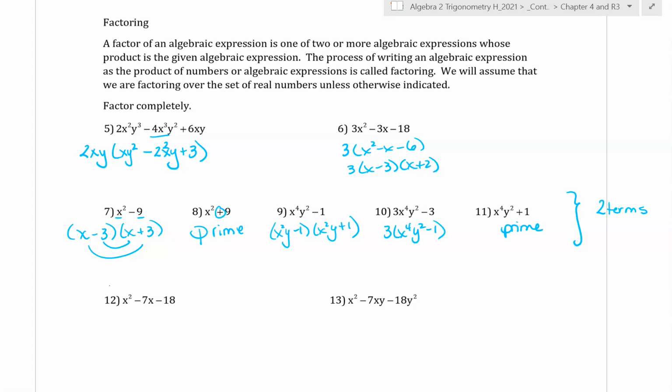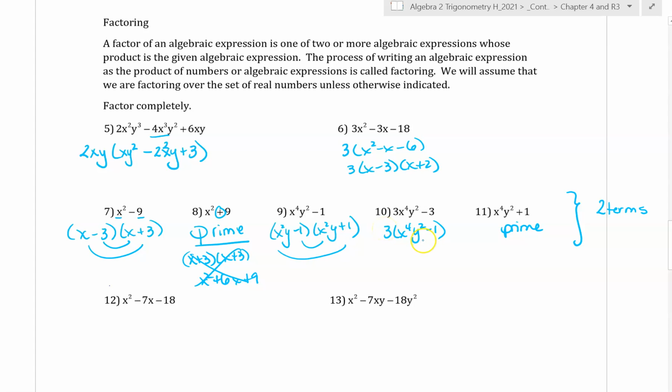Okay, notice for number 8 there is a plus, so that is actually prime because there is no way that you could, for example, if you had x minus 3 times the quantity x minus 3, you would end up with x squared minus 6x plus 9, and if you had a plus and a plus, that would be x squared plus 6x plus 9. There is no way to factor x squared plus 9 with real numbers. Notice for number 9, you could take the square root, right? This is the difference of 2 perfect squares. So you could say x squared y minus 1, x squared y plus 1. The minus and the plus, notice those terms cancel out.